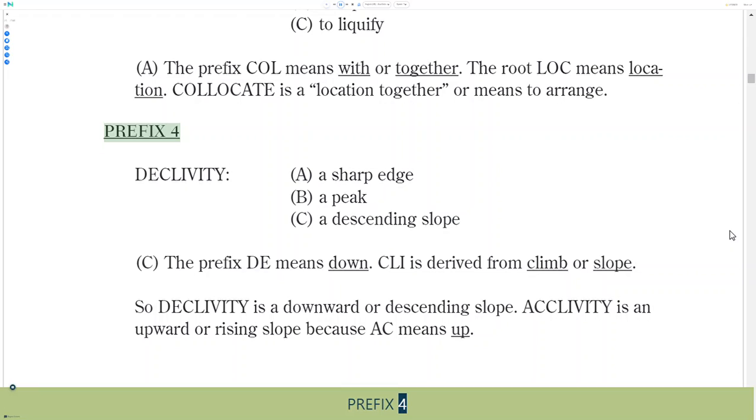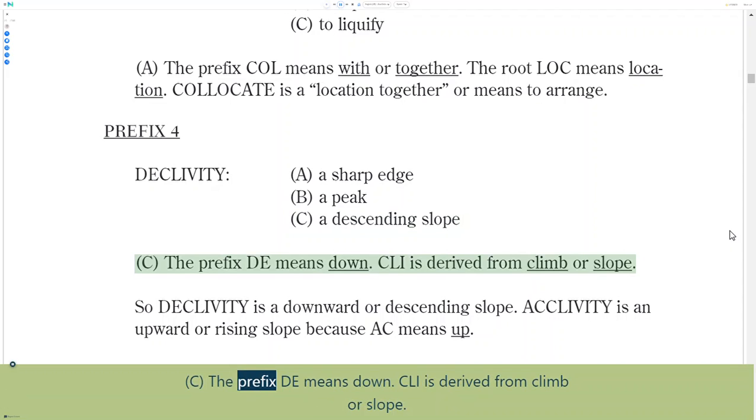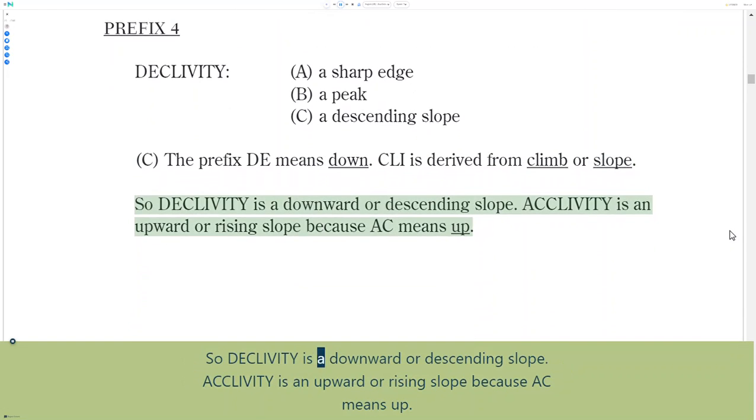Prefix 4. Declivity. A. A sharp edge. B. A peak. C. A descending slope. C. The prefix de means down. Cli is derived from climb or slope. So declivity is a downward or descending slope. Acclivity is an upward or rising slope, because AC means up.